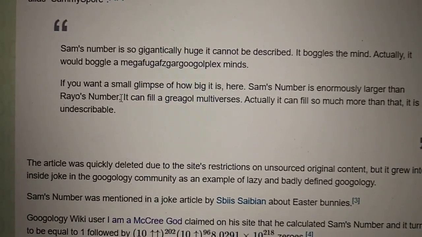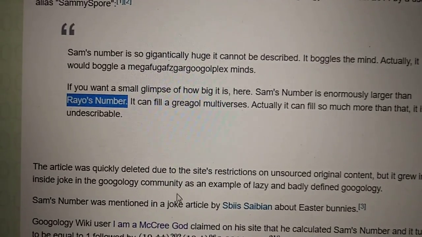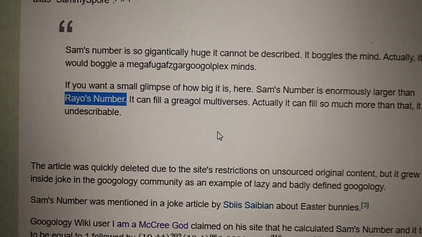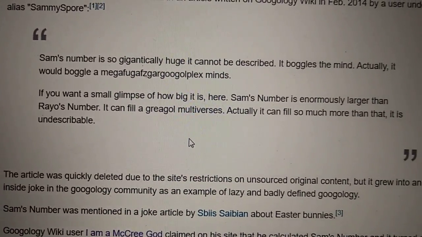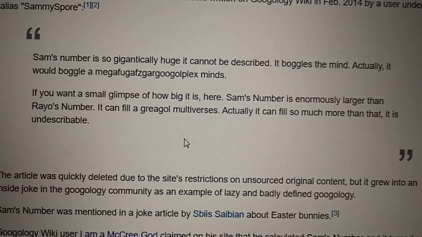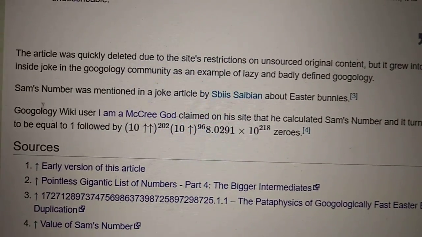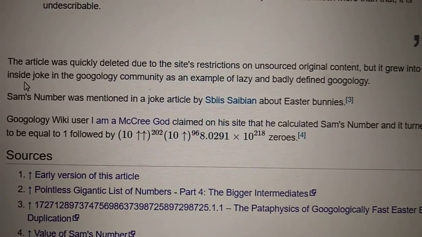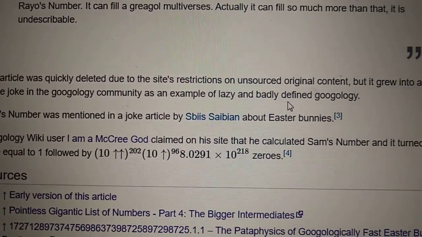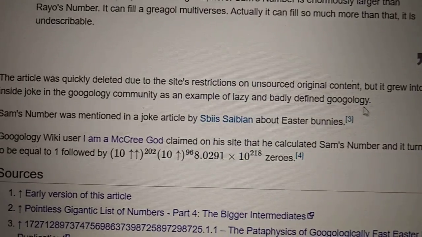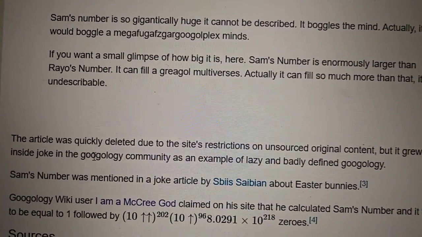So again, in conclusion, the only true way to tell how big it is, is that it's bigger than Rayo's number. Therefore, it is ill-defined, not well defined at all. And therefore, it has become an inside joke in the Googology community as an example of lazy and badly defined Googology. That's just at best.